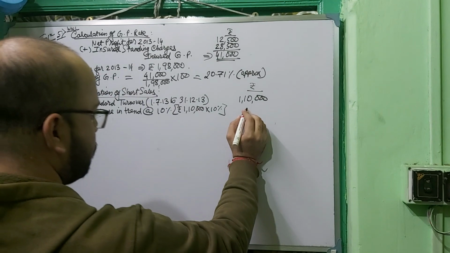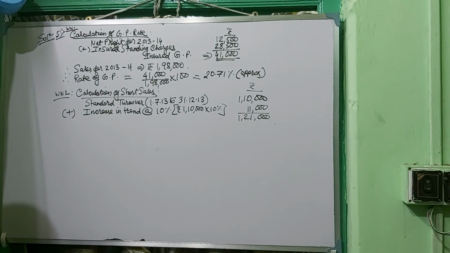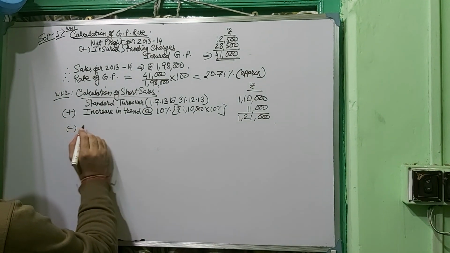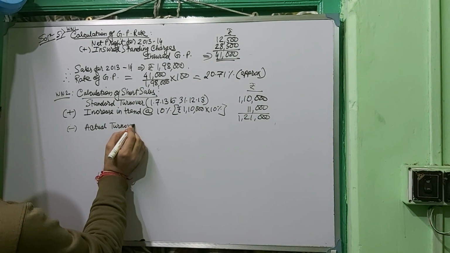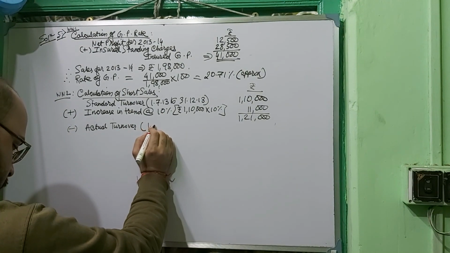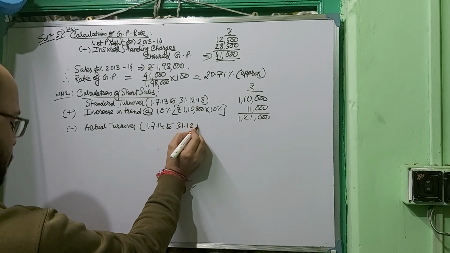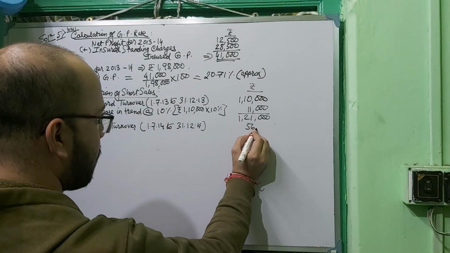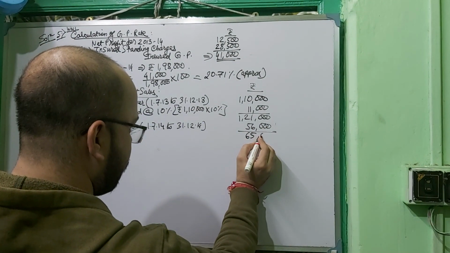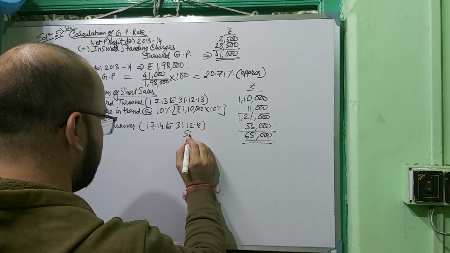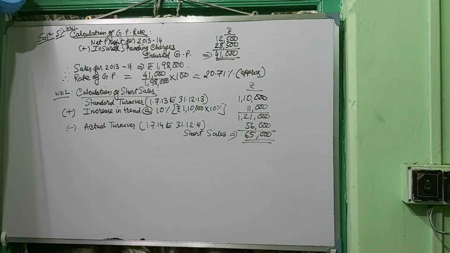So it is 11,000. So it is 1,21,000 less the actual turnover, which is this period turnover, meaning 1/7/14 to 31/12/14, which is given as 56,000. And you can calculate short sales as 65,000. This is basically the short sales.